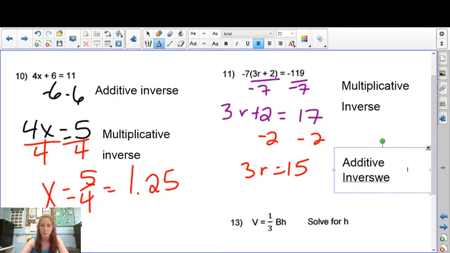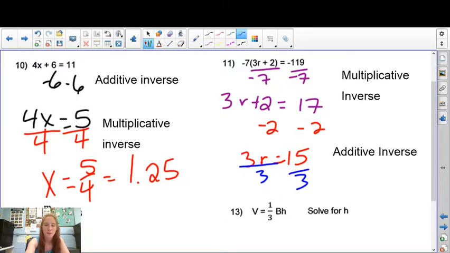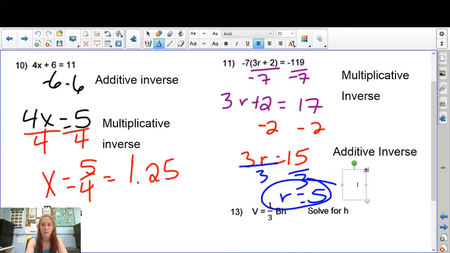I-N-V-E-R-S-E, I missed my E, that's one. E, whew, so difficult to type E today. And then my last step will be to divide both sides by 3. So r is equal to 5, it gets a circle, and we say it is multiplicative inverse.